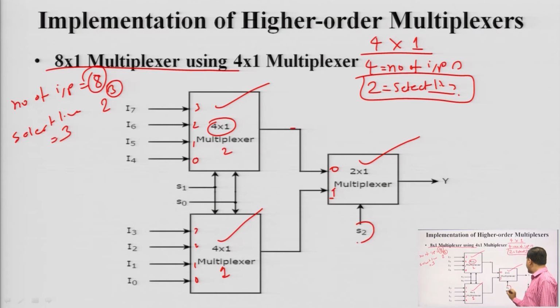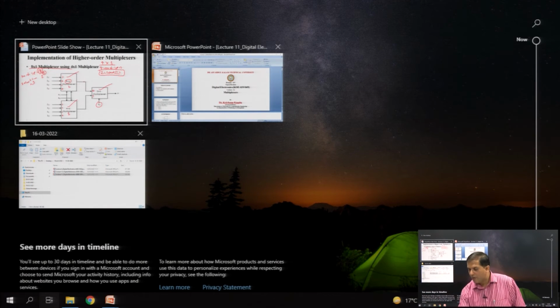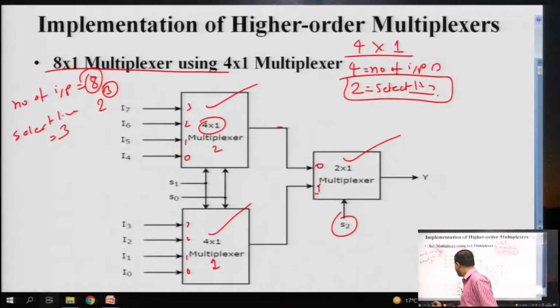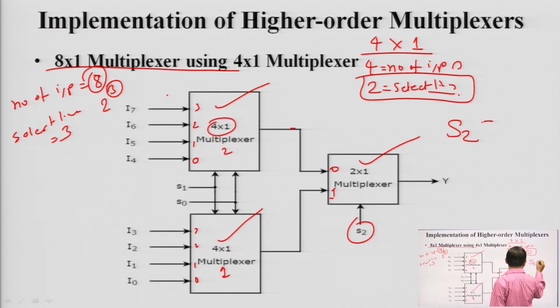So, it will be termed as S2. So, this combination is also satisfied, and this 3 select lines problem is also satisfied. So, we now have 3 select lines, S2, S1 and S0. Suppose I have to check the output for combination 1 1 0.